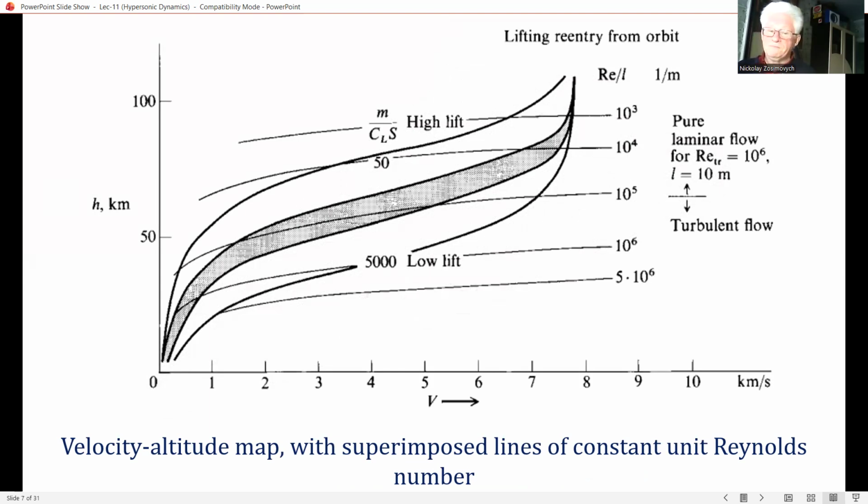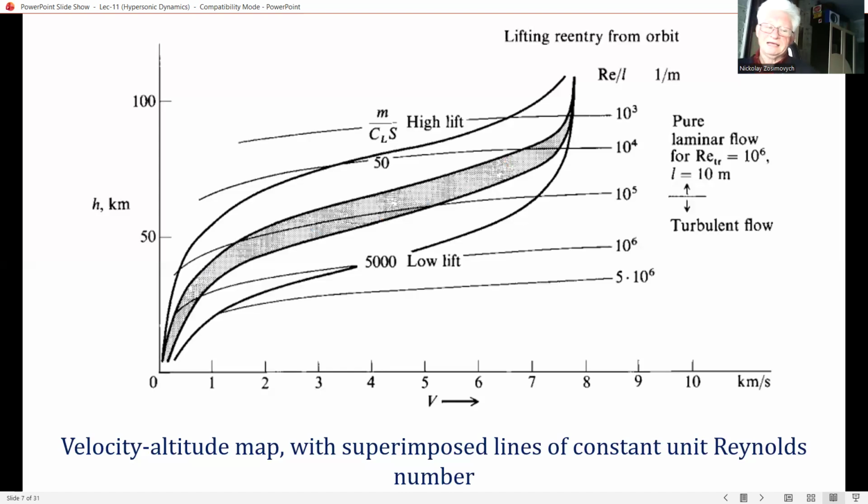Now let us continue to examine the importance of hypersonic viscous flow, but from a slightly different point of view, emphasizing a more purely fluid dynamic aspect. Consider this diagram, which is a velocity-altitude map showing several lifting re-entry trajectories from orbit, each with different values of the lift parameter, measured as m over C_L times S. The shaded portion corresponded to re-entry of the space shuttle.